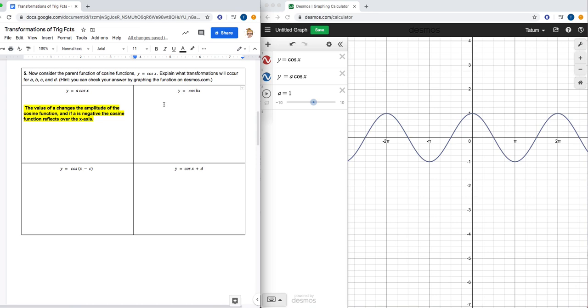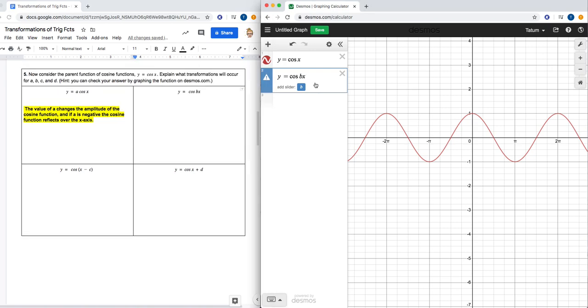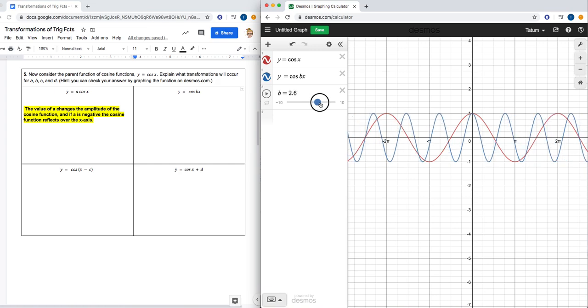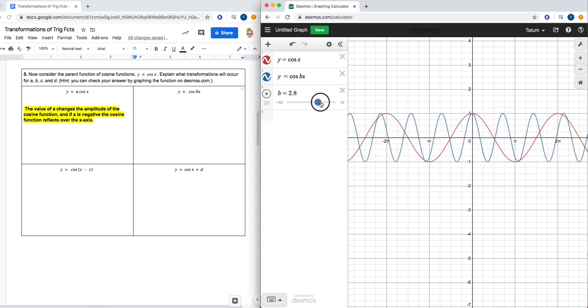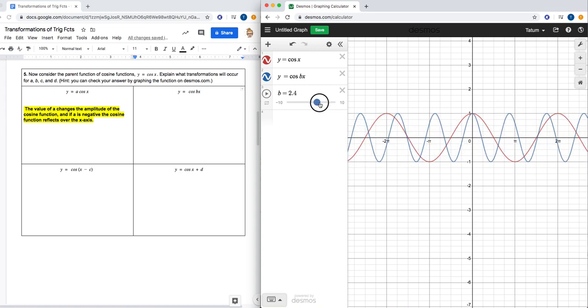For the cosine of bx, I notice that b impacts my horizontal distance, or my period. So if b is positive and greater than 1, we have a horizontal shrink or horizontal compression. But if b is less than 1 but greater than 0, we have a horizontal stretch. Interesting. And then if b is negative and between 0 and -1, we still have a horizontal stretch, but we also have a reflection.